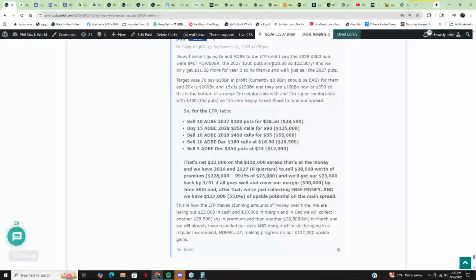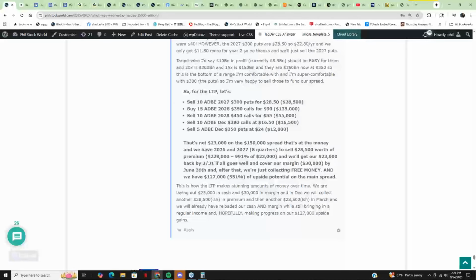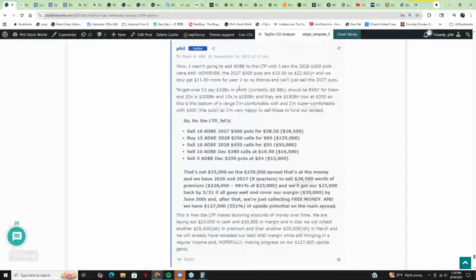And 28.50 with one quarter extra left is 22.80 a year, and we only get 11.50 more for selling the 2028s. So I'm not going to sell the 2028s because 11.50 is a ripoff. I'm only getting half as much as I'm getting for the regular year selling the 2027s. So we're selling 2027 puts. The target, I use Bodhi's target. I think he's fine with that.